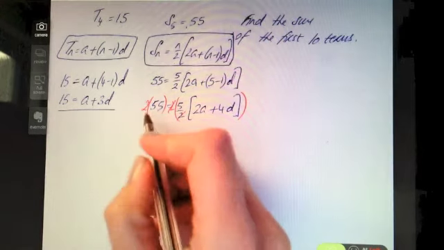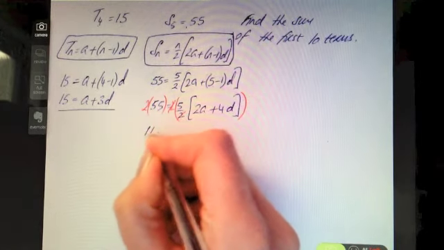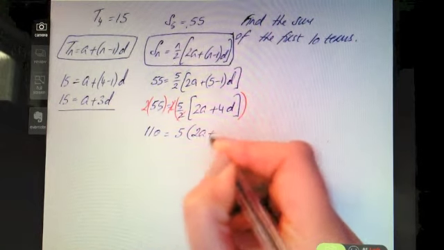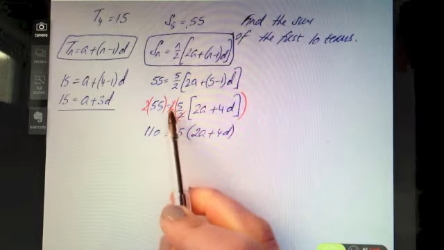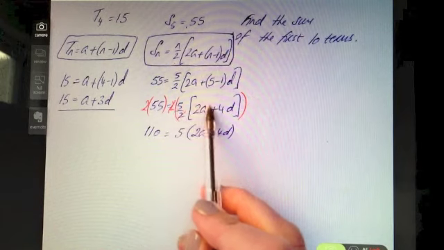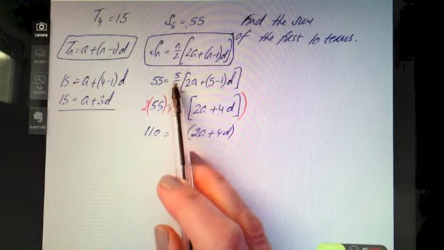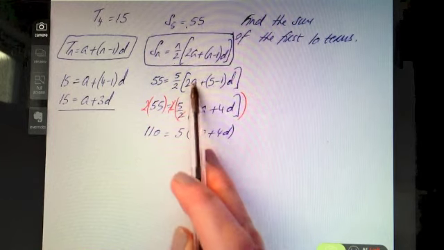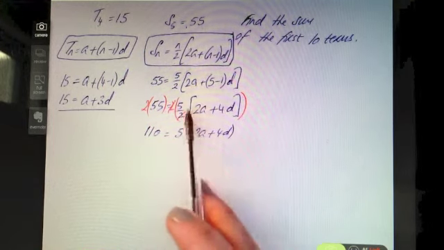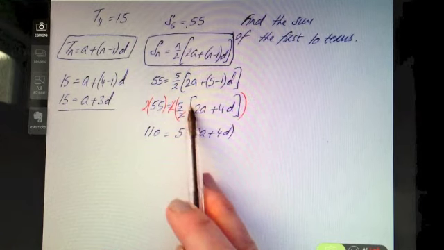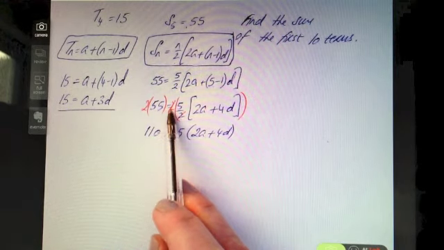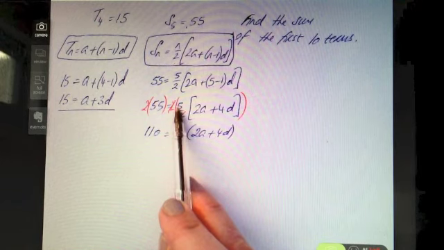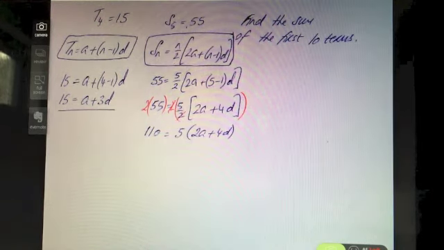Okay, so I end up with 2 times 55, which is 110, equals, and then what we're left with is 5 times 2a plus 4d. You do not have to multiply this by 2 and then this by 2 as well, because this is being multiplied to this. It is one term already, okay? They're not two separate terms. They are attached because they're being multiplied, all right? So once you multiply this by 2, you get rid of the denominator of 2, and then all you're left with is 5 times 2a plus 4d.